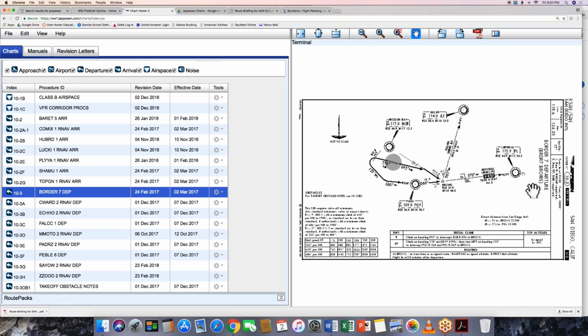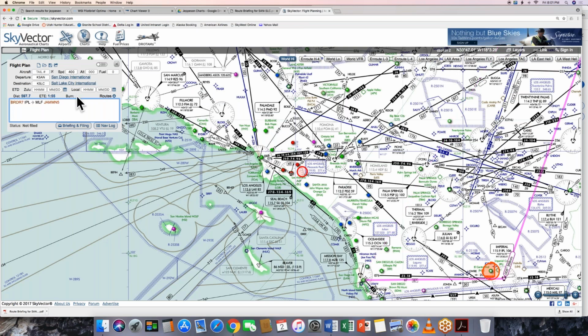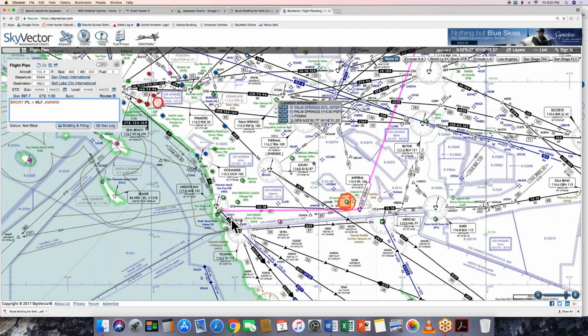So BRDR7. So let's plug that in at the front here. Okay, that gives us our departure procedure. See how it's in brown? Mm-hmm. So BRDR7, and then we've got to put in the transition point that we wanted to use, which was Julian, which was JLI.